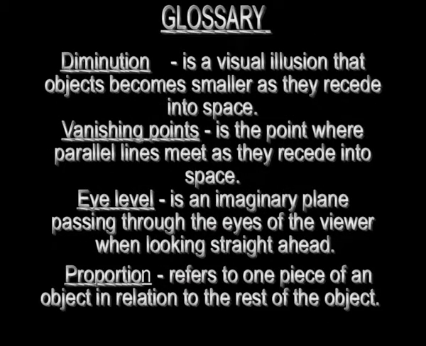Glossary. Diminution. It's a visual illusion that objects become smaller as they recede into space. Vanishing point is the point where parallel lines meet as they recede into space. Eye level is an imaginary plane passing through the eye of the viewer when looking straight ahead. Proportion. It refers to one piece of an object in relation to the rest of the object.